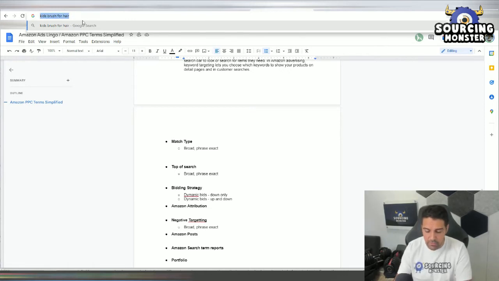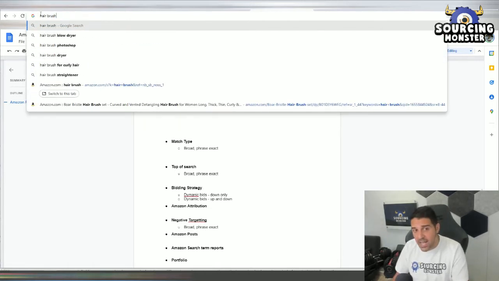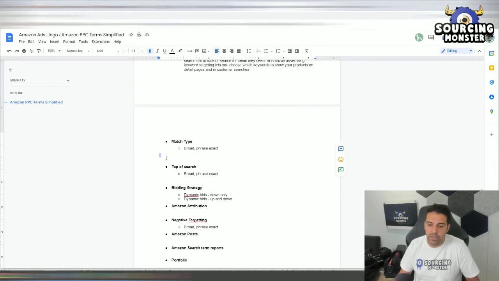And exact is very obvious. So if we put hair brush in exact, it has to be the exact search term or a very, very similar term to it, like brush hair, in order for the ad to be triggered.